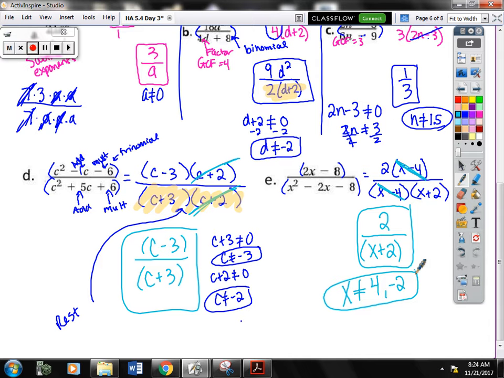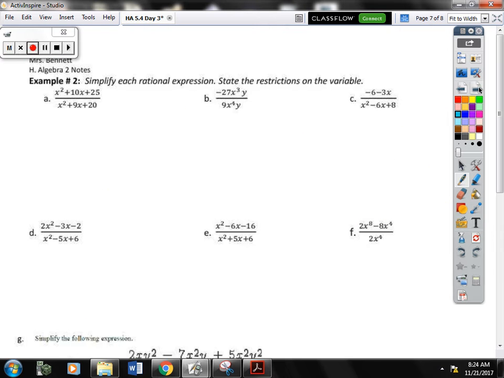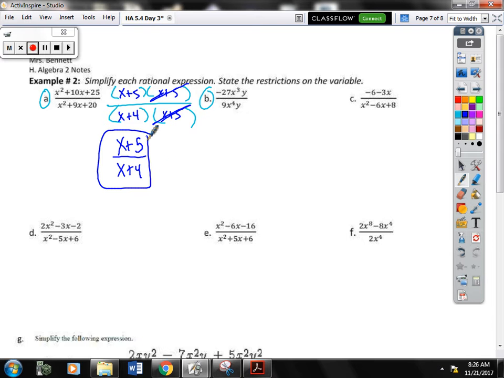Why don't you guys try examples A and B on the back? We'll do C together just since it's a little bit different. But see if you can try A and B. And we should be left with the final answer is x plus 5 over x plus 4. And our restrictions here would be x cannot equal negative 4 or negative 5.